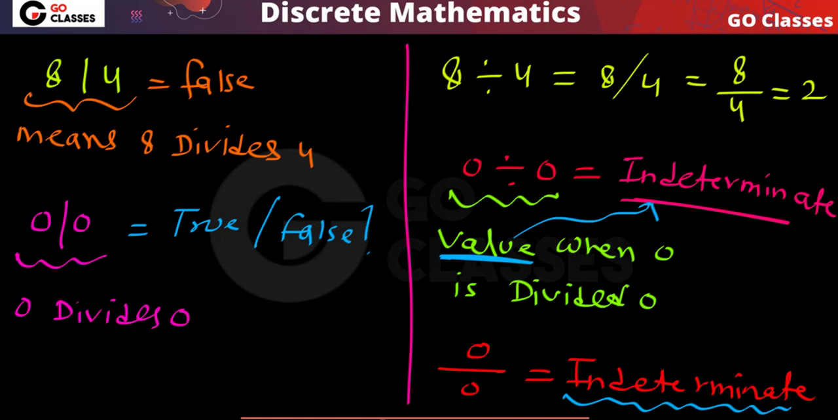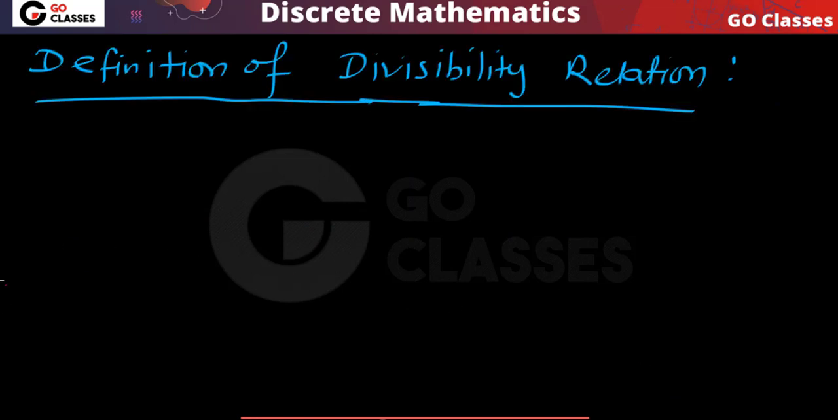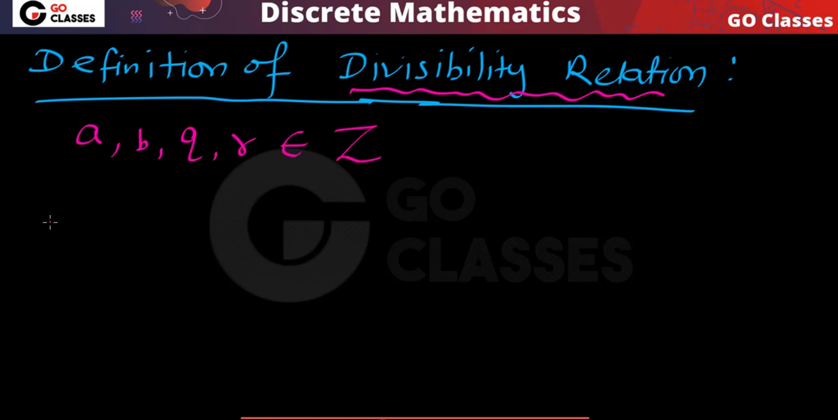Think about it. If you want to answer this question, then you should understand the definition of divisibility relation. So let's assume that a, b, q, r are integers. Then when can I say that a divides b? When can I say this? Remember, this means a divides b.